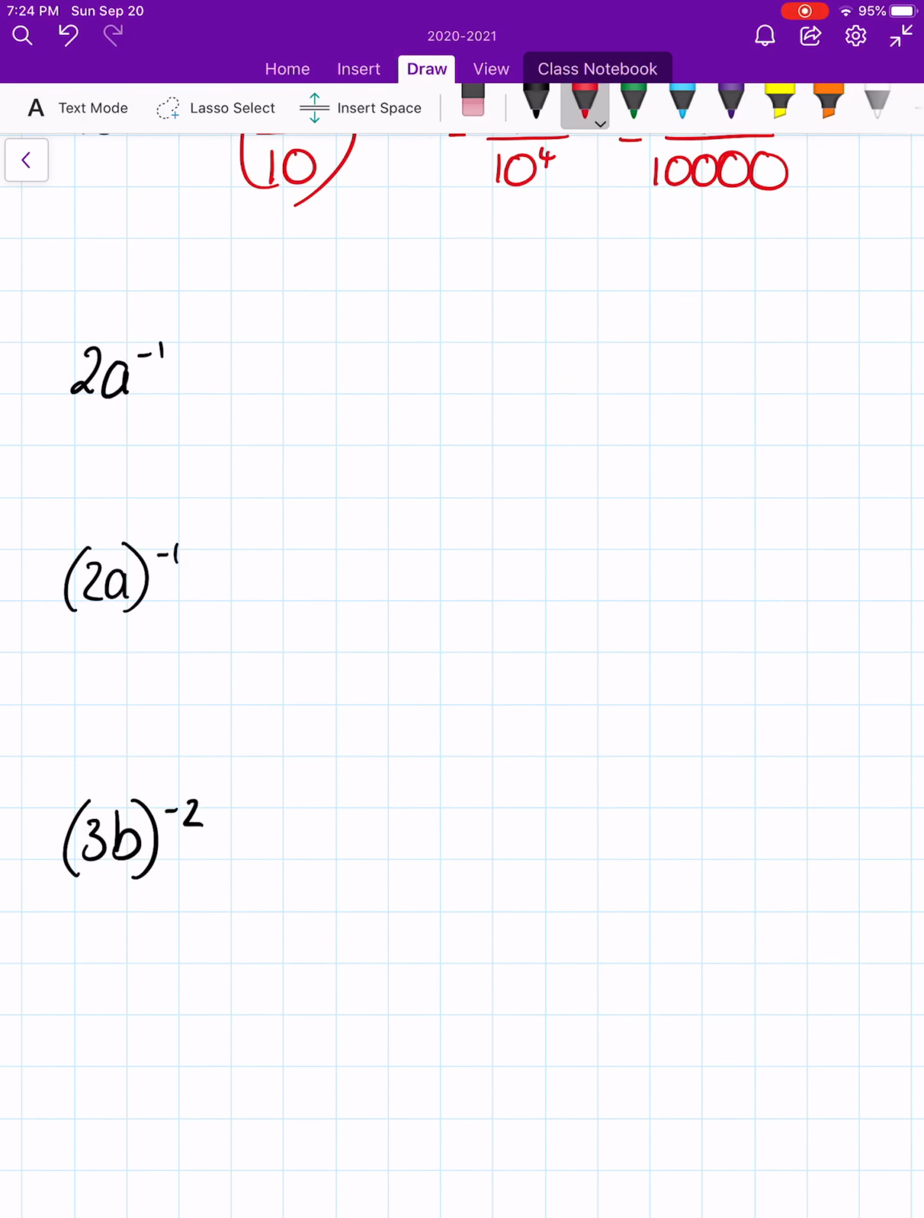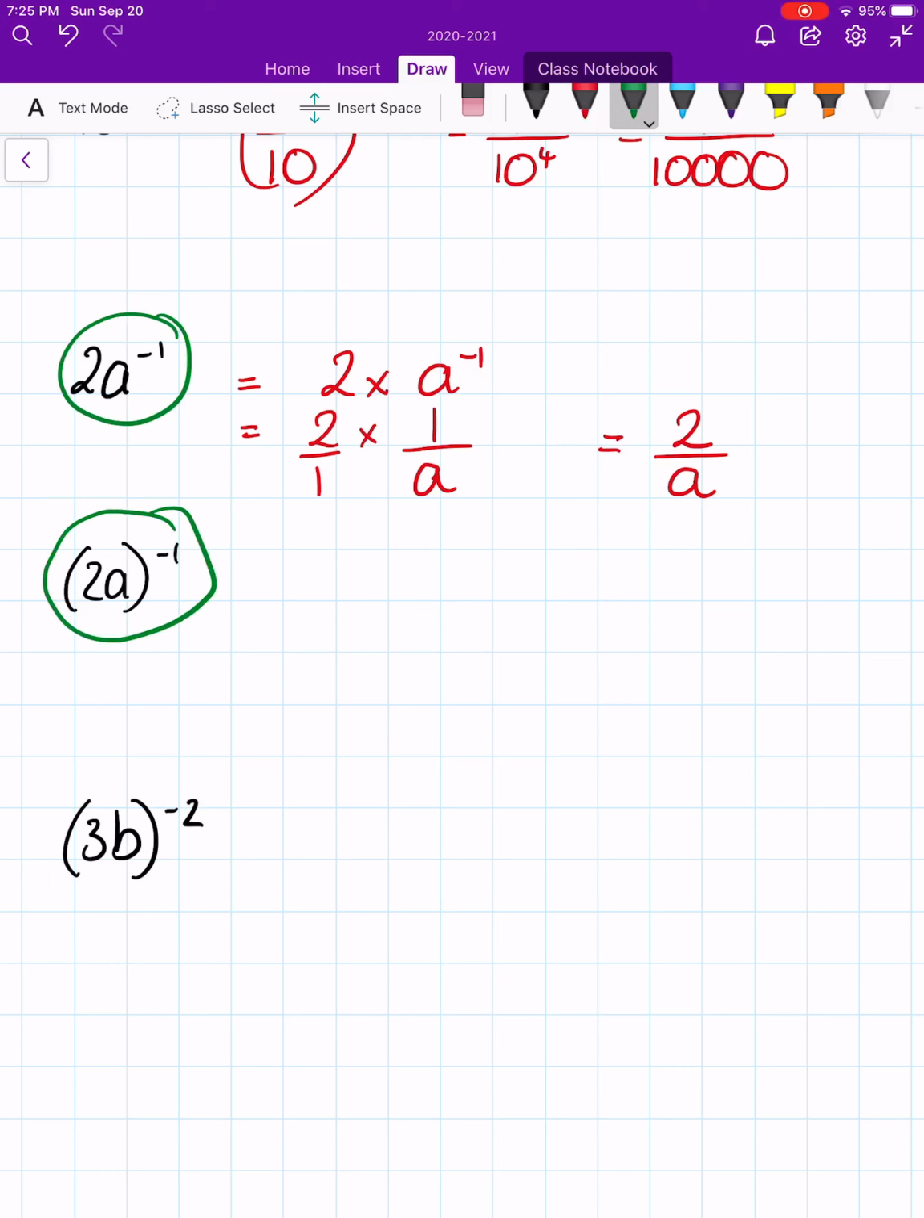And so 2a to the minus 1. So this is saying 2 times a to the minus 1. We do have to be a little bit careful with our notation. The negative index is only affecting the a. So that means a becomes 1 over a. And then 2 times 1 over a. Well, I multiply across the top, 2 times 1 is 2, and then 1 times a is a. You see how this expression is different to what we had before. Now, the negative index is affecting both the 2 and the a. So this is like saying 2a over 1 to the minus 1. I'd flip that round to become 1 over 2a.